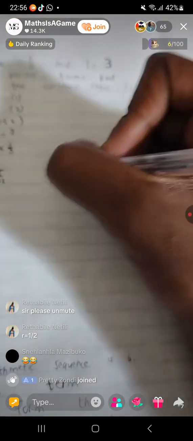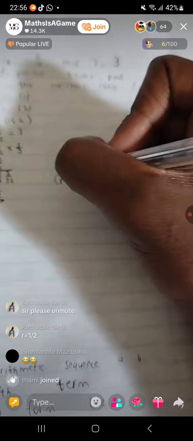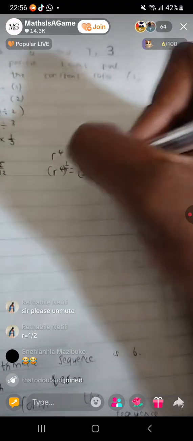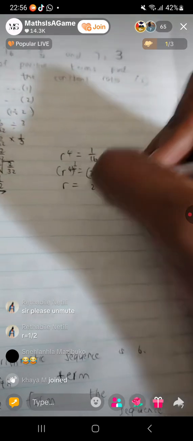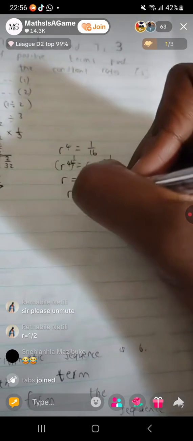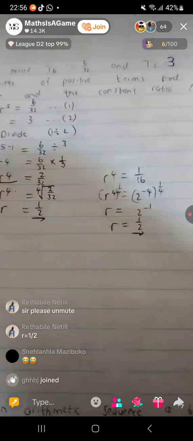Just depends on who wants to do the problem. Then you can raise both sides by the exponent 1 over 4. That gives you r is equal to 2 to the power negative 1, which means r is equal to half. So that's just another way of looking at the same problem.